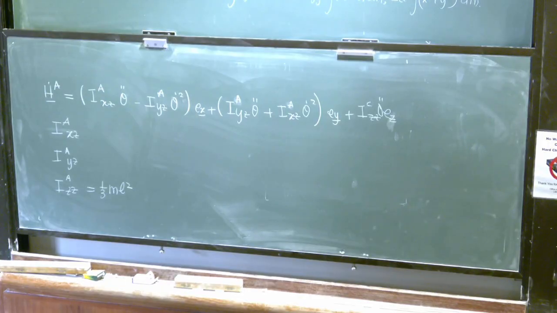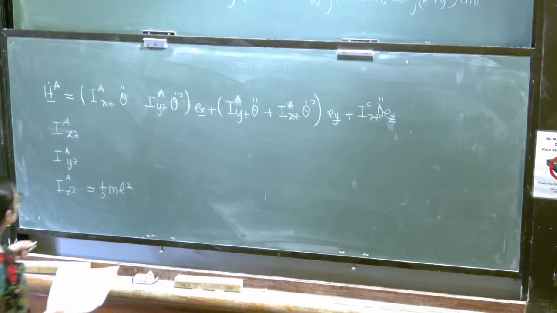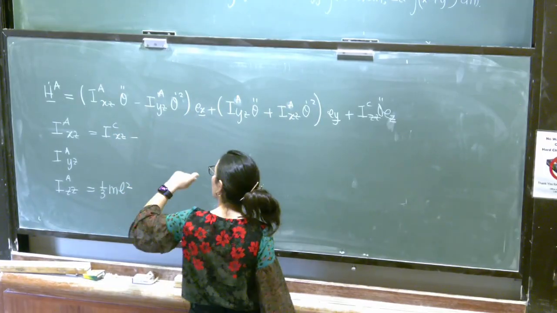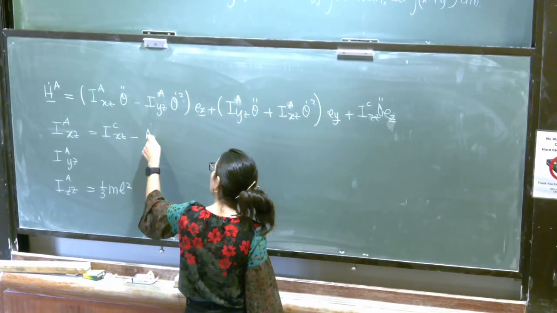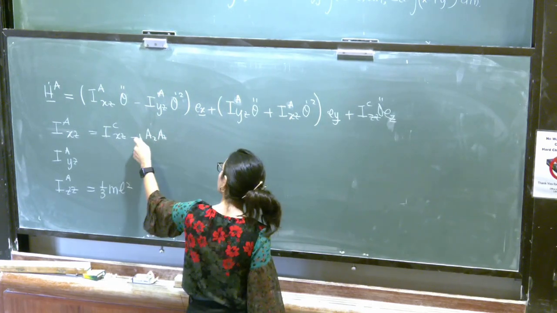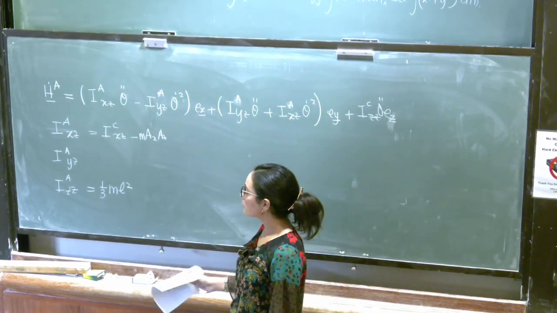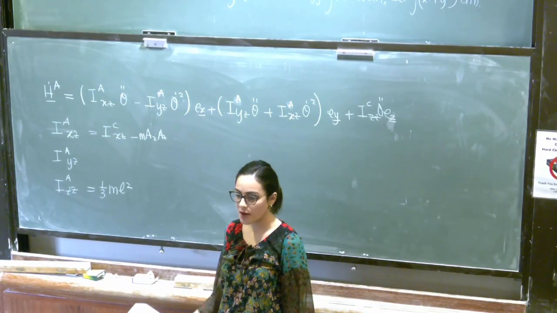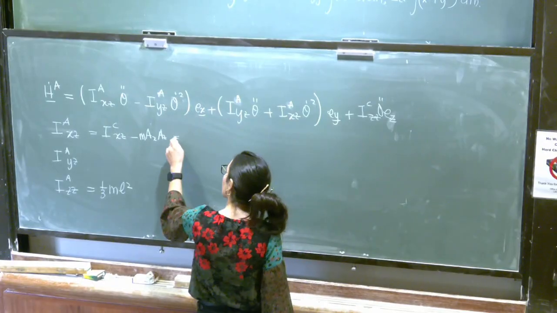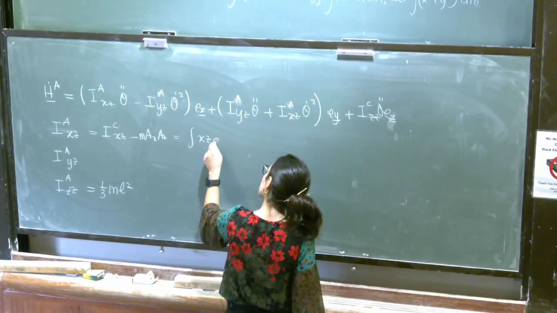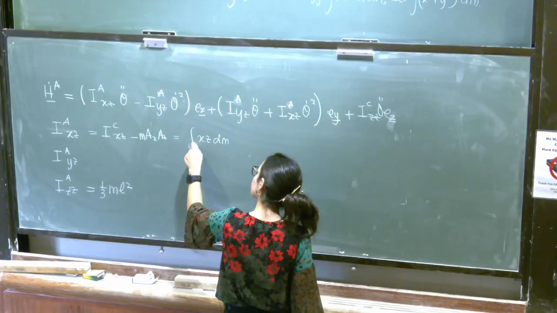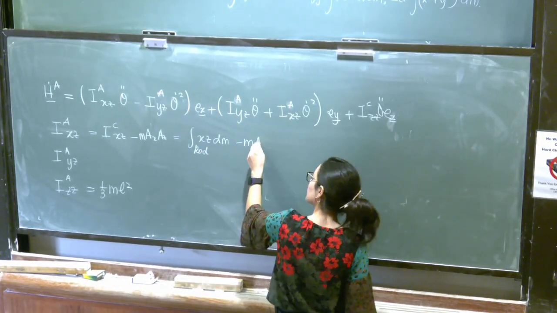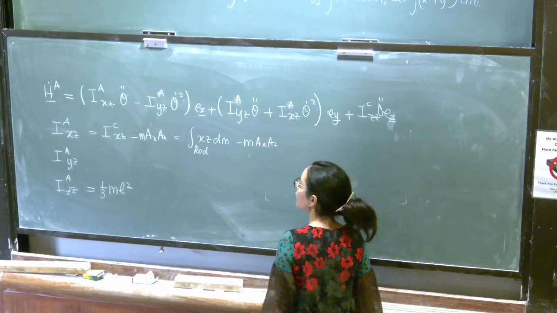Okay. So remember IAXZ, I can use the parallel axis theorem for that. It's ICXZ minus M AX AZ. And what is the product of inertia ICXZ? ICXZ, that was the integral of X Z dm over the rod, minus M AX AZ.